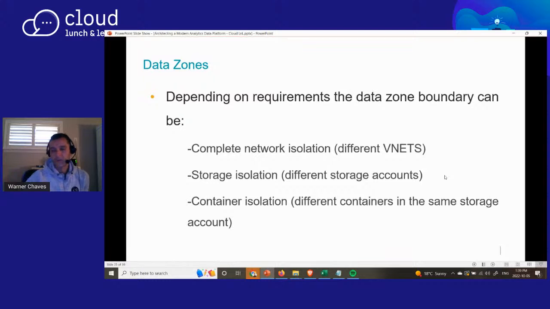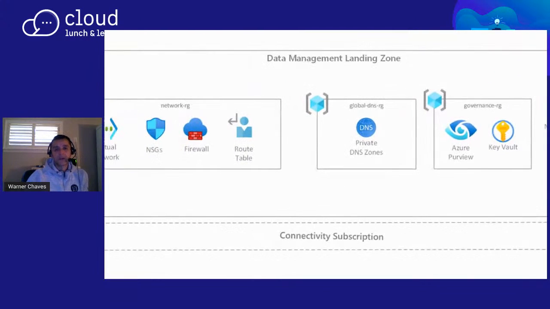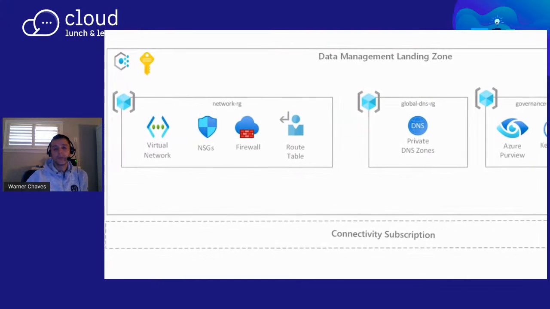Or if it's a really small solution, but you still want to have some nice bookkeeping, keep everything tidy and clean, then at least you could have container isolation, right? So one storage account, but different containers for the different types of data. That's like the bare minimum. Obviously, and different databases for different types of data as well. Microsoft, like I said, their reference architecture is to use different virtual networks, and we can look at that. So you see here, Microsoft splits their cloud adoption framework into two main components.